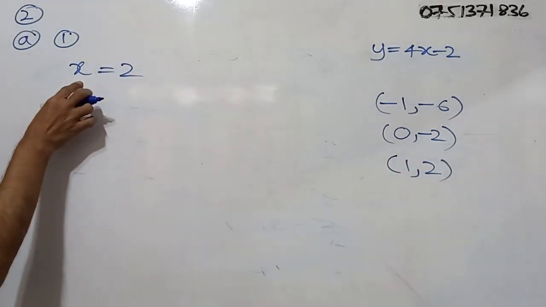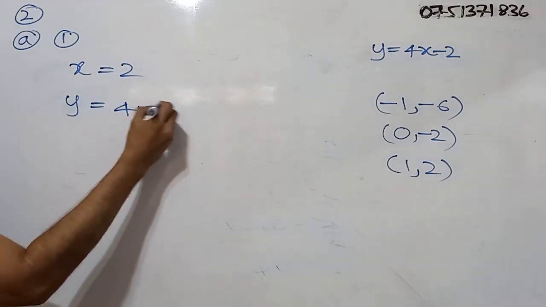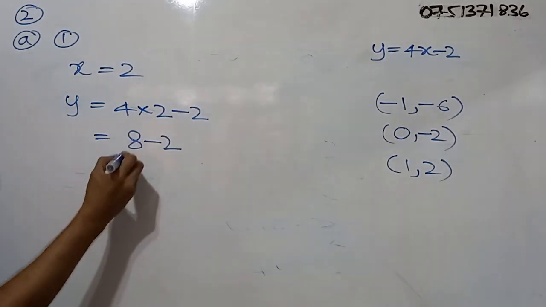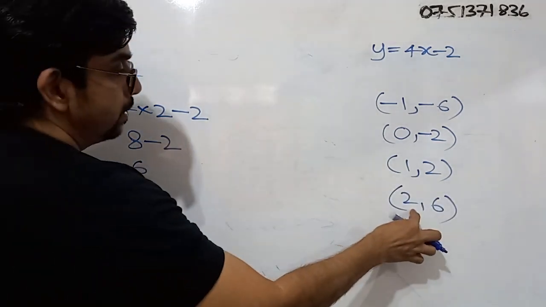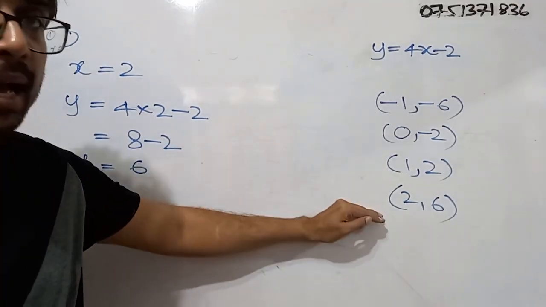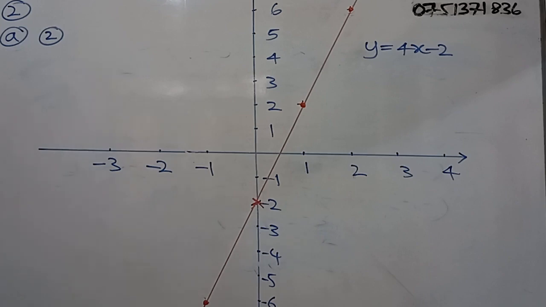Okay, so next we have what? x is equal to 2. So y will be equal to 4 into 2 minus 2. 4 into 2, that is 8. 8 minus 2. 8 minus 2 is what? 6. So that means when x is equal to 2, y is equal to 6. So these are our coordinates. Part A, part 2. What do we have? Draw the graph of the function y equals 4x minus 2 on a suitable Cartesian plane. Right, so this is the graph we get.